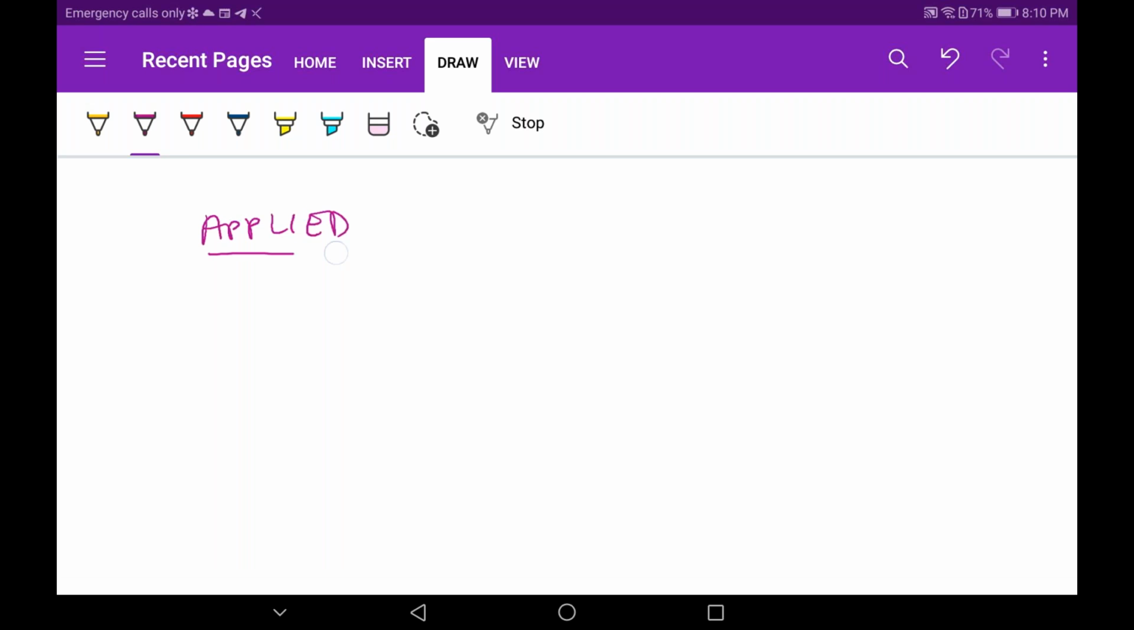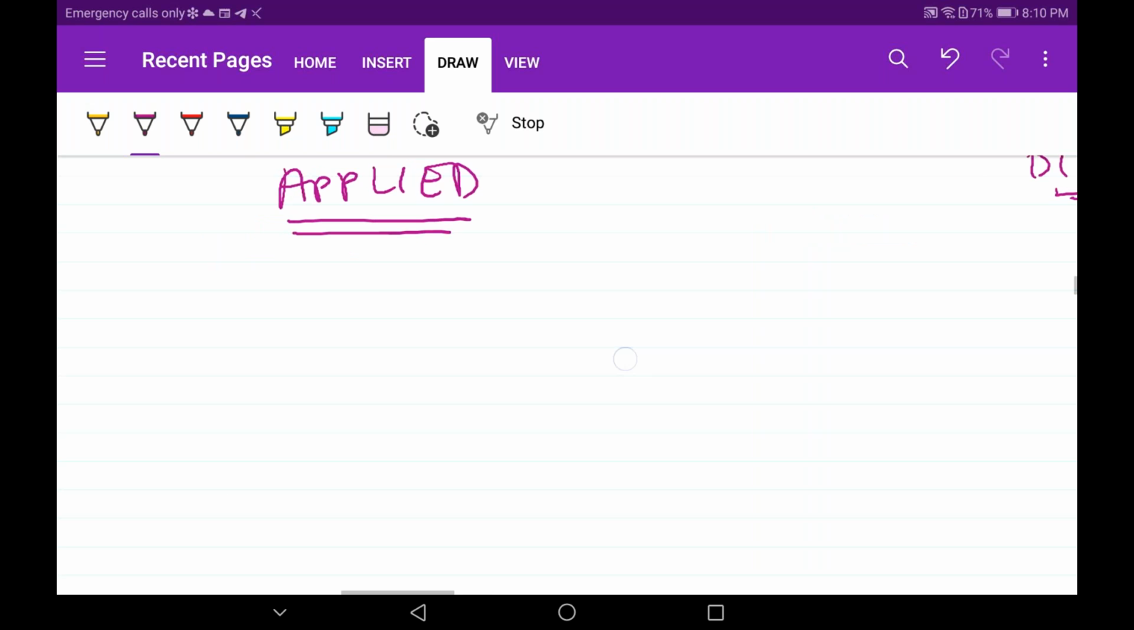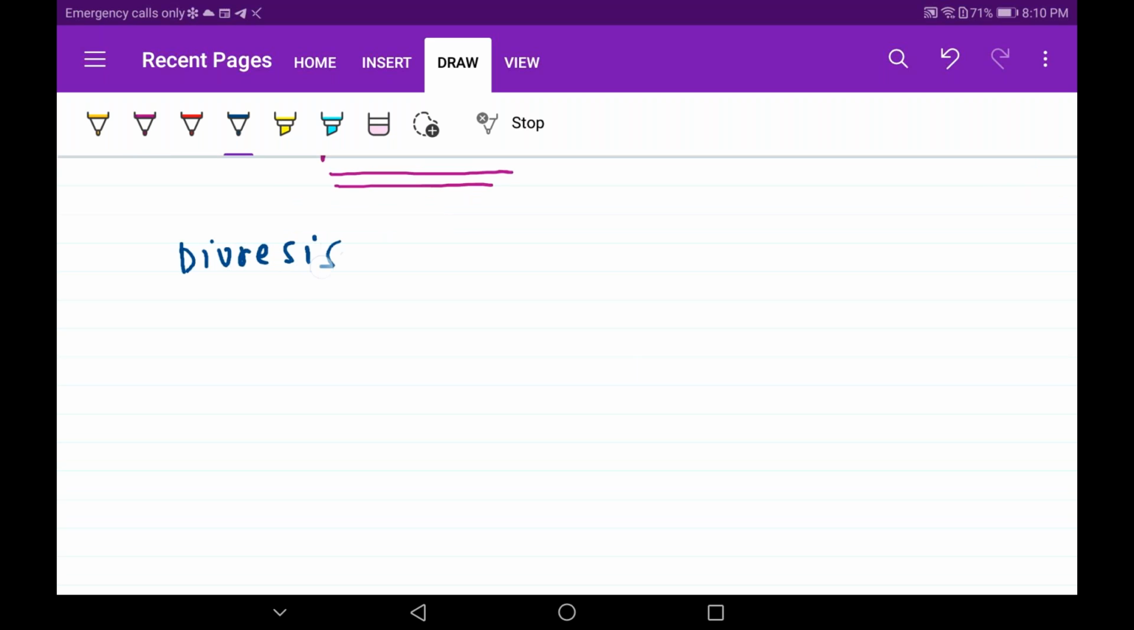I will be explaining two topics which are not necessary for you, but I think it is needed since we have gone into so much detail. So I have to explain this. In the applied aspects, first I want to explain the term diuresis. What do you understand by diuresis?